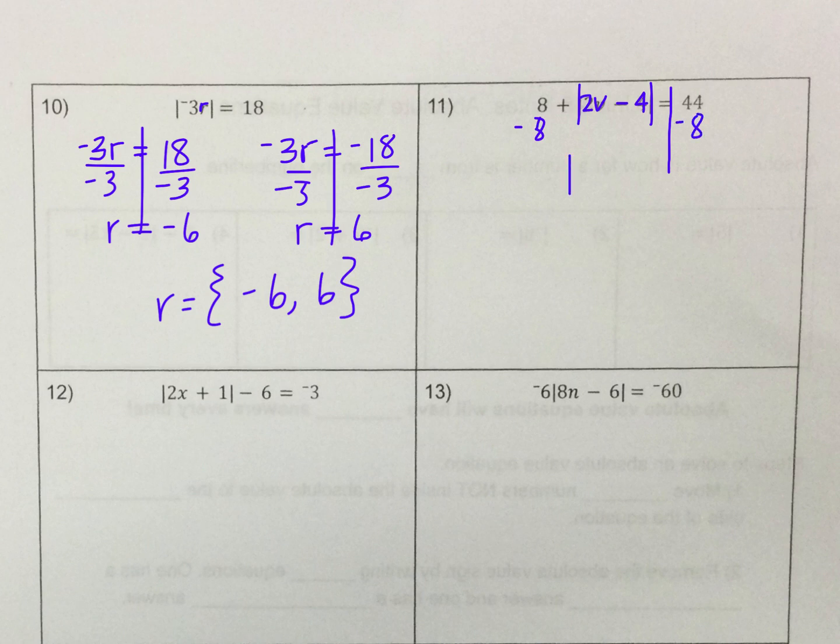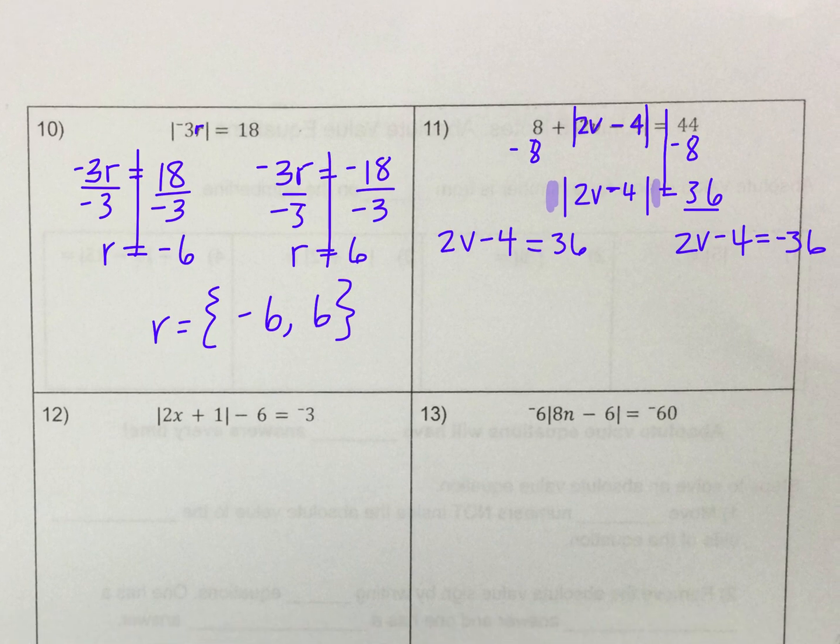So on this side, I'm left with the absolute value of 2v minus 4 equals 44 minus 8 is 36. Okay. Now, I don't have any visitors right here. I don't have any visitors right here. So now he can come out of jail. So he's going to come out. He went in with his 2v minus 4. He has two choices when he gets out. He can be a positive 36 or he can be a negative 36.